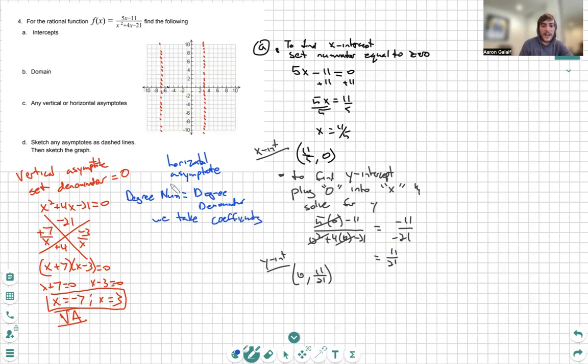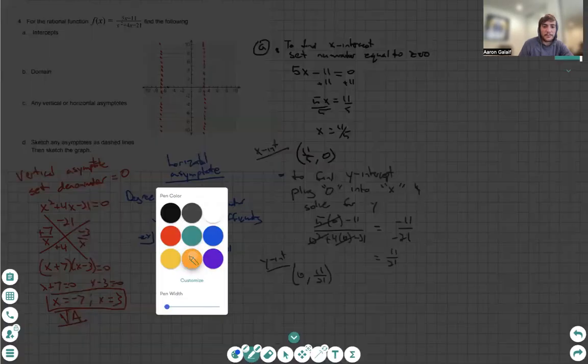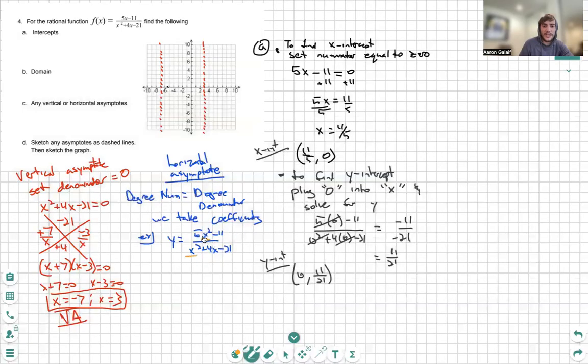Since we don't have that in this example, I'll just write a little example here. Let's say y equals 5x squared minus 11 this time over x squared plus 4x minus 21. These both have the same degree of 2. So we take the coefficients 5 and 1, and the horizontal asymptote is 5 over 1, or just y equals 5. That is what happens when the degrees are the same.